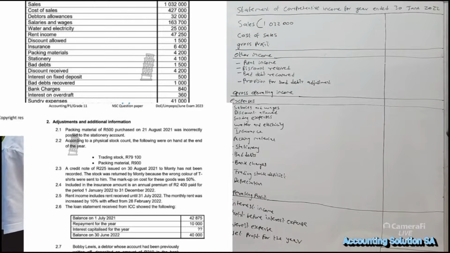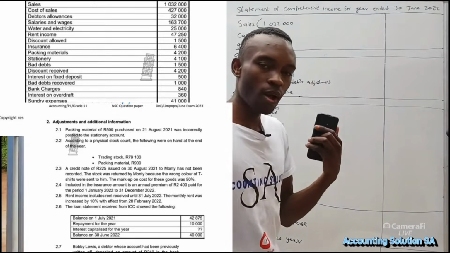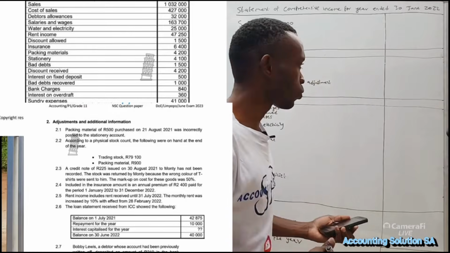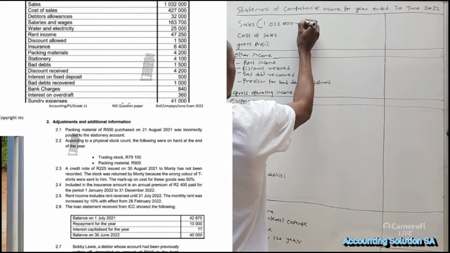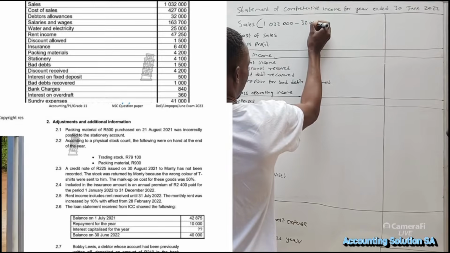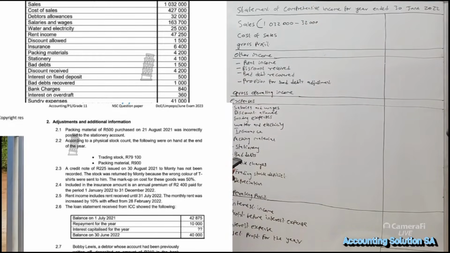Okay, then we have the words debtors allowance. When we talk about a debtors allowance, guys, this simply means that our customer has returned a good, which means that we have to go and take out that amount of debtors allowance of 32,000. All right, now before we close this one, we must first check as well on the adjustment, if we have any adjustment that is related to a goods returned by the customer. Okay, let's take additional information.